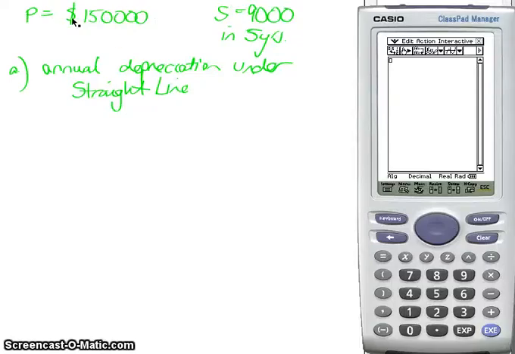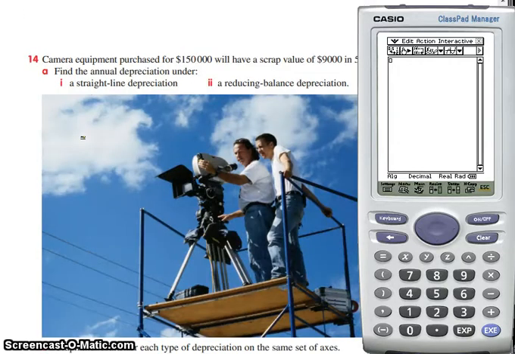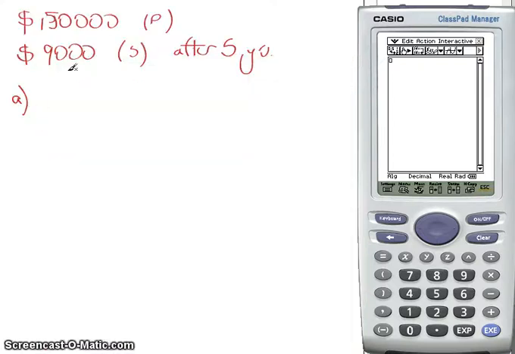So we've got our piece of machinery, and we want to work out the annual depreciation under the straight line method. Basically, we start with the $150,000. So we're continuing on. We want to find the annual depreciation. So we know that all in all, the total depreciation, the cumulative depreciation, is $150,000 minus the $9,000.